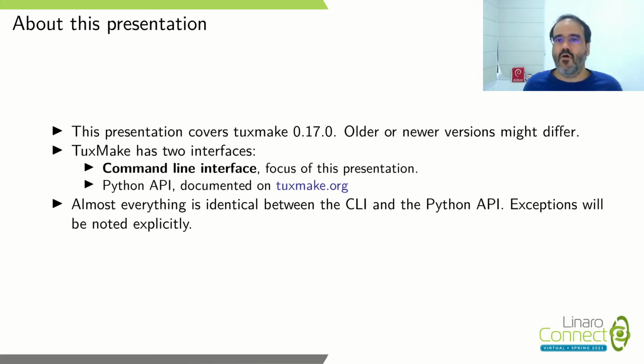In this presentation, I'll be covering TuxMake 0.17.0. Older or newer versions might be a little different. I'm going to focus on the command line interface, but TuxMake also has a Python API which is documented on TuxMake.org. Almost everything is identical between the CLI and the Python API. When there are exceptions, I'll be saying that explicitly, but in most cases, all the concepts and even the argument names are the same.